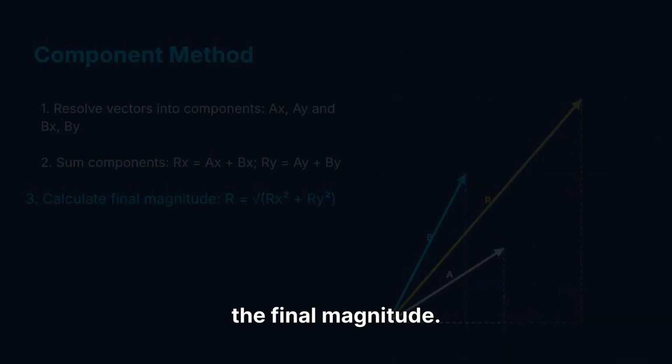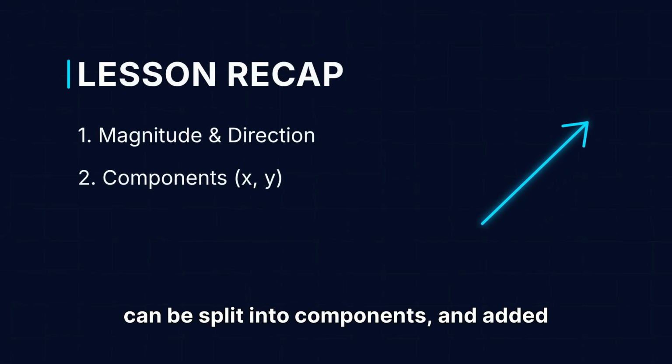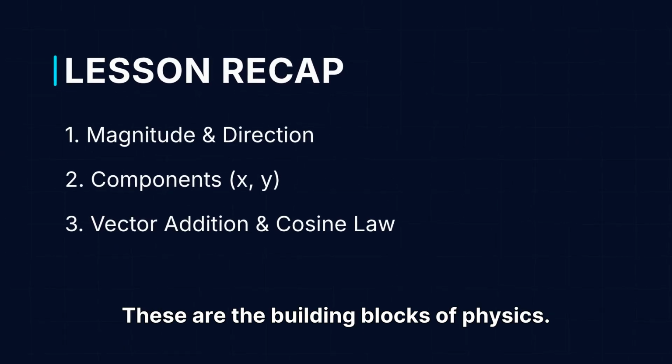calculate the final magnitude. To recap, vectors have magnitude and direction, can be split into components, and added using geometric laws. These are the building blocks of physics.